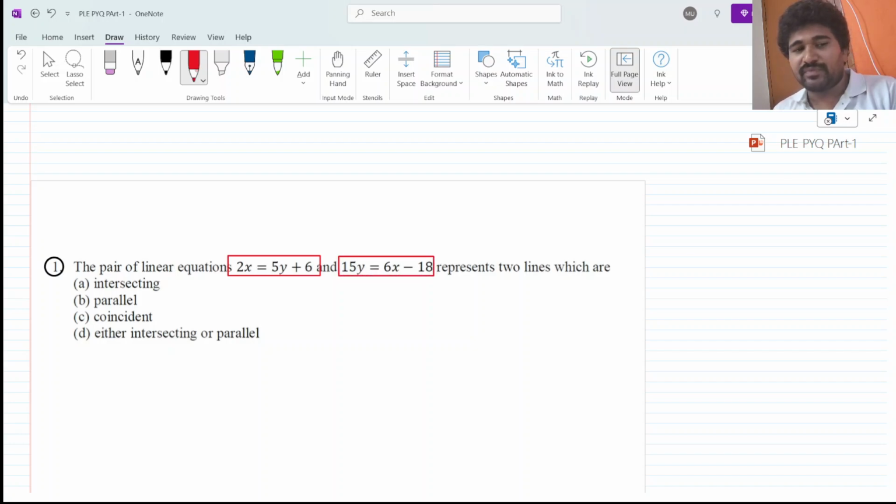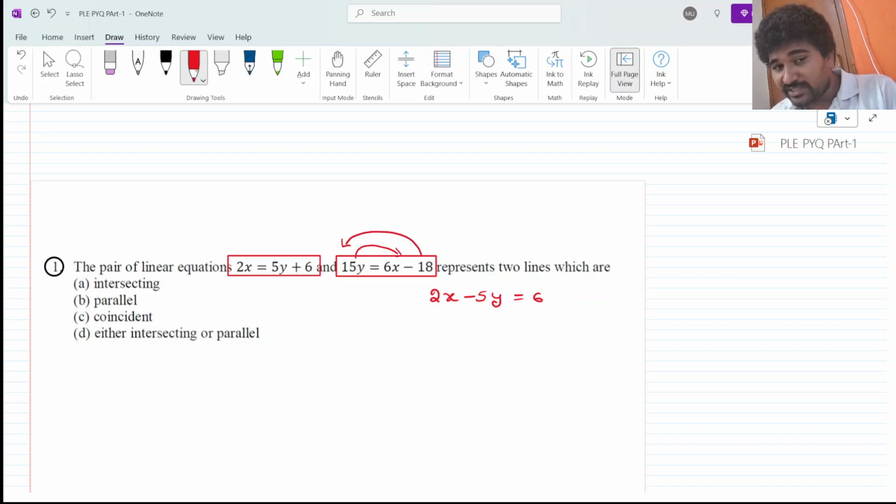Let's see now. Okay. What is the first line? Can you tell me? It is 2x minus 5y is equal to 6. No problem. You can write that. Both x and y, try to keep it on one side. And what about the second line? See, observe properly. 15y, I will send it to this side. Minus 18, I will send it to this side. What it will become? 6x minus 15y equals 18. Correct, write that thing now.